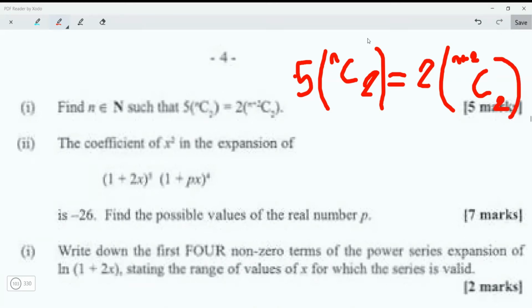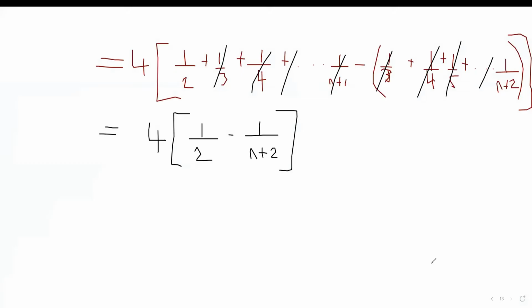All right, so let's write this out on the white screen under this. Let's go to a new page. We have 5 times n choose 2, and this is equal to 2 times, in bracket, n plus 2 choose 2, and we need to find the value of n so that these are going to be equal.